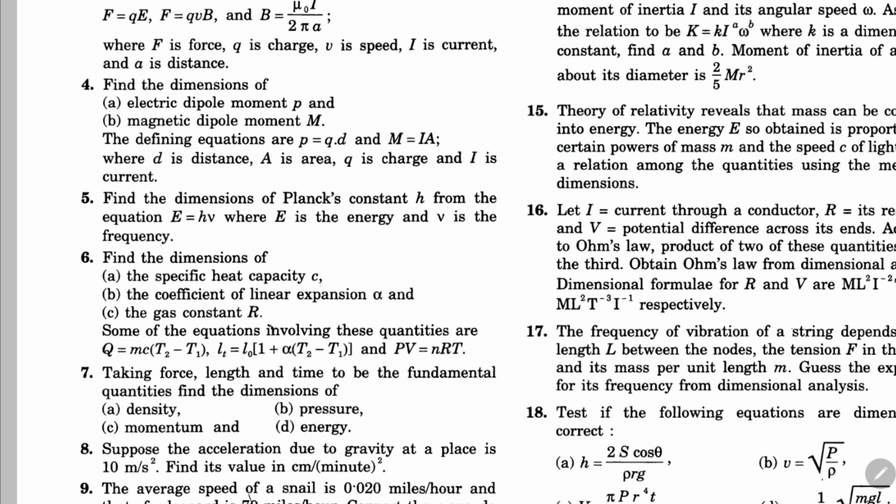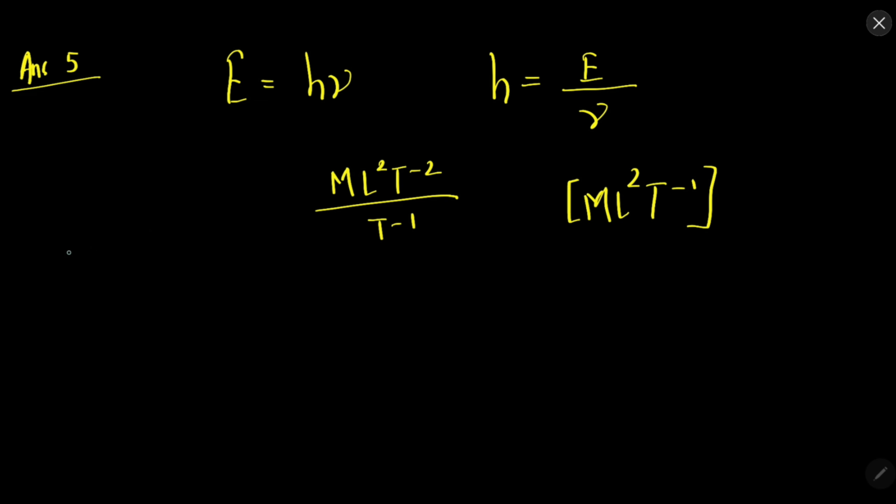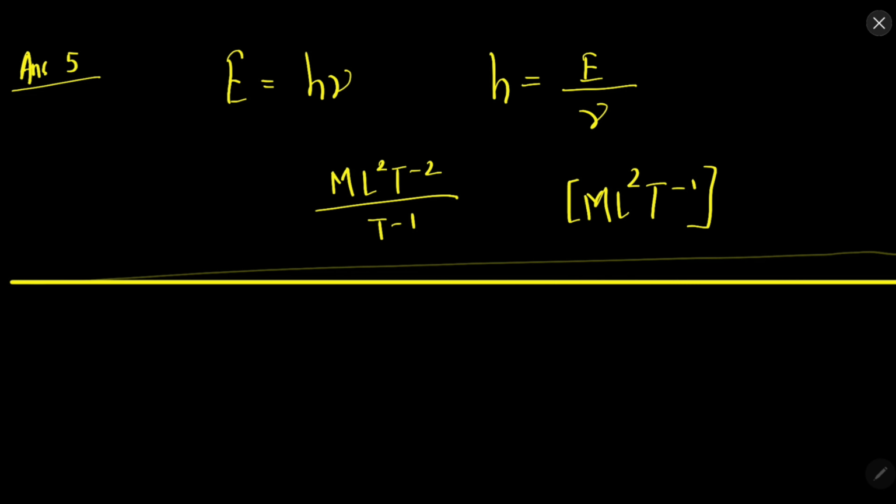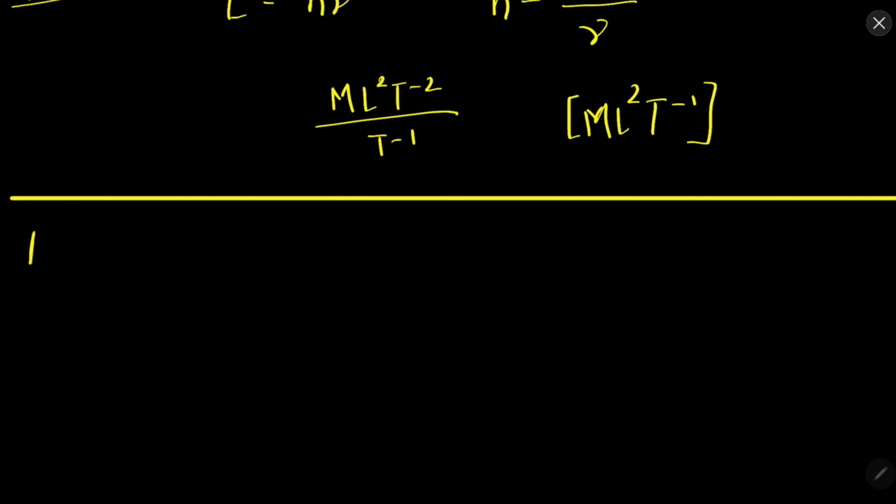Now the turn is for the thermodynamic quantities like specific heat, gas constant, coefficient of linear expansion, etc. So let's start with question number 6. First they have asked us about specific heat capacity. It is represented by C and the formula is Q upon m del T.